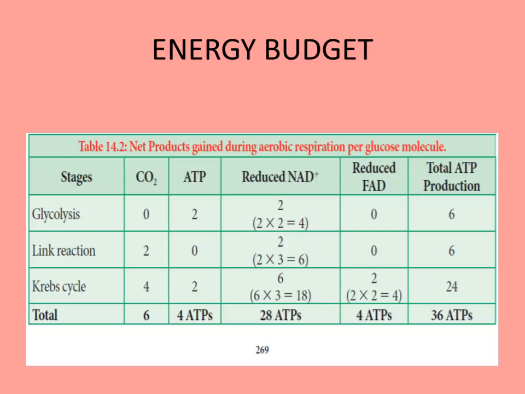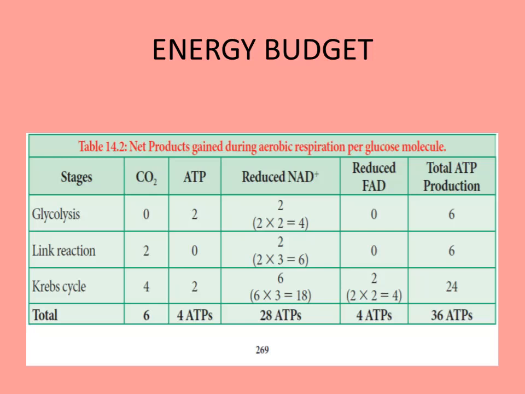லிங்க் ரியாக்ஷனில் CO2 வந்து 2 molecules, ATP வந்து 0, NADH ஃபார்ம் ஆகுது. ஸோ அதுவும் 6. அடுத்து கிரெப்ஸ் சைக்கிளில் கார்பன் டை ஆக்சைடு ரிலீஸ் ஆகுது. 2 ATP ஃபார்ம் ஆகுது. அடுத்து NADH ரெடியூஸ் ஆகி 28 ATPs ஃபார்ம் ஆகுது. FADH2 ரெடியூஸ்ட் ஆகி 4 ATPs ஃபார்ம் ஆகுது.